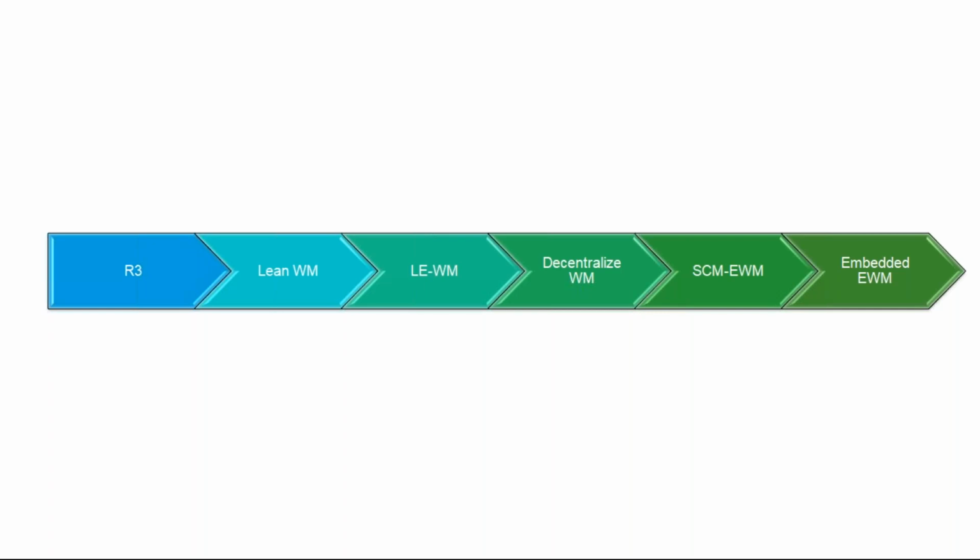So which version to use requires some analysis. We'll try to understand what that analysis is going forward. So how do we decide which version to be implemented? Whether we have to go for embedded EWM, or we have to go with SCM EWM? That is something which requires some analysis. We'll try to analyze, and then we'll decide. So this is a journey.